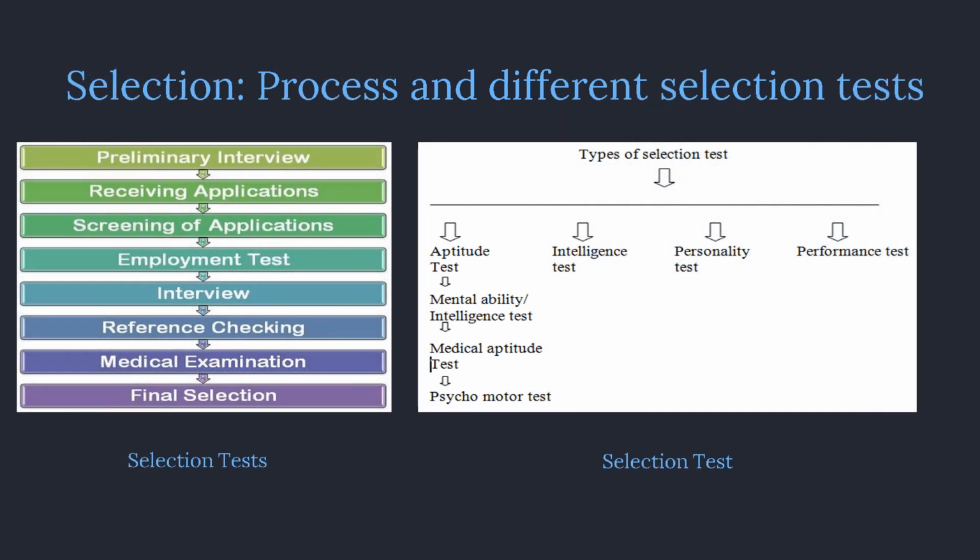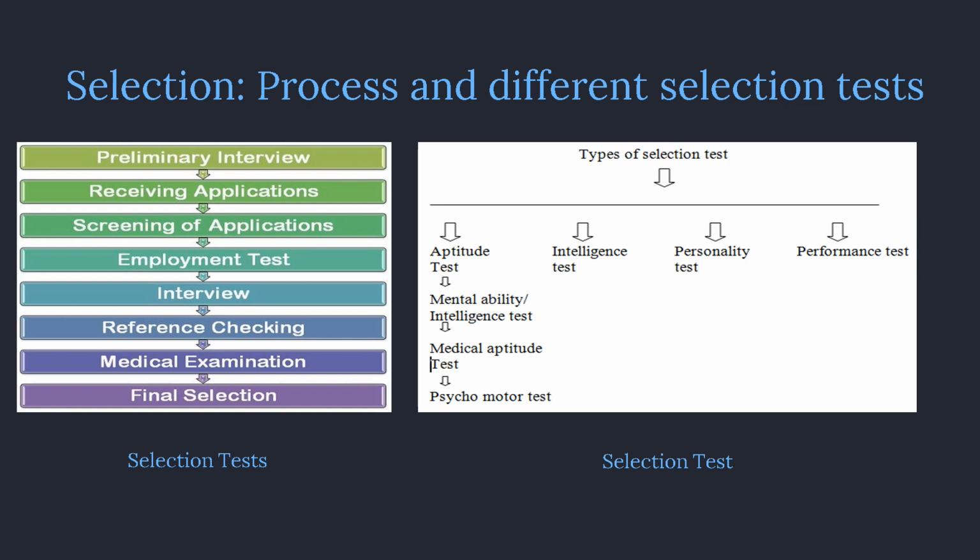Next is basically the selection. Once everything is done, you have created a pool of people from whatever sources you have, internal or external. Now you need to screen them out and select the best person for your organization. The first step in the selection process, if you see the graph, is preliminary interviews that may be taken.